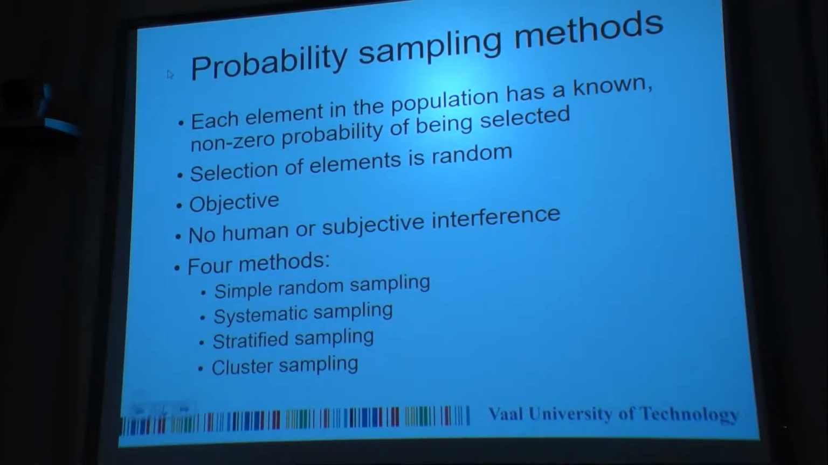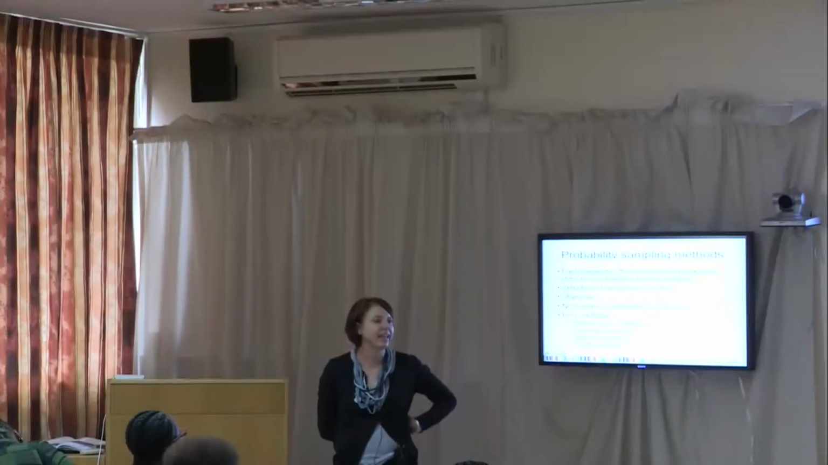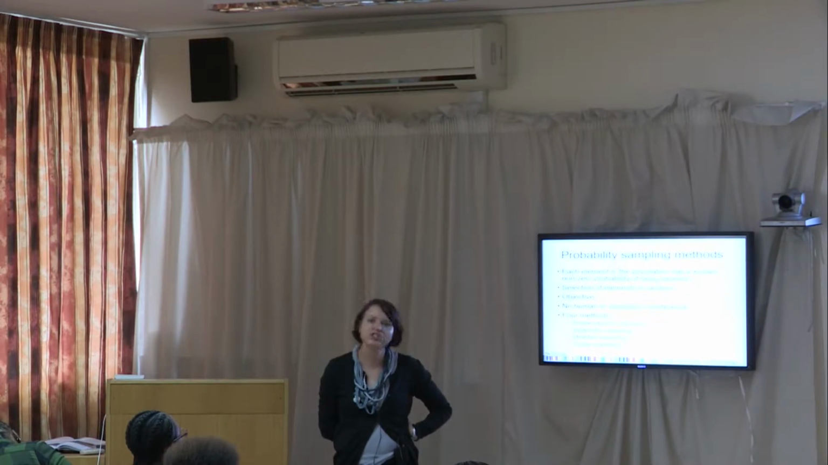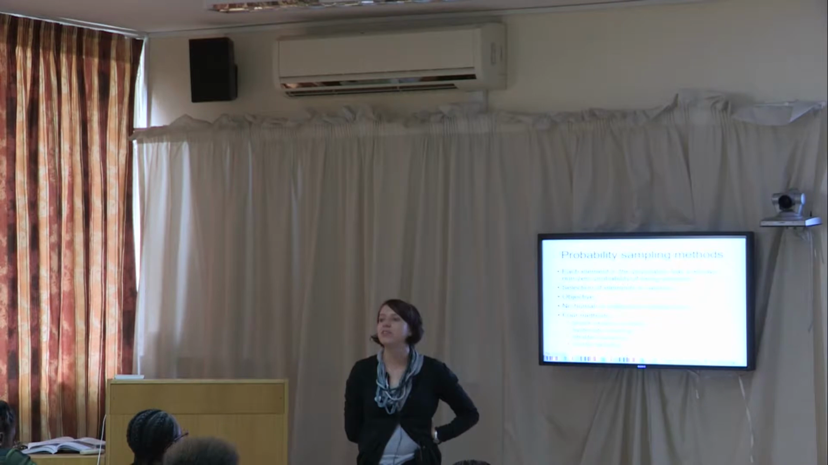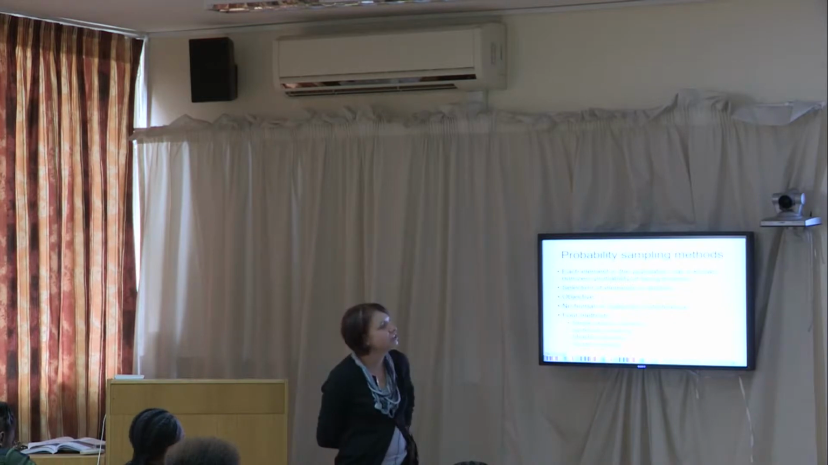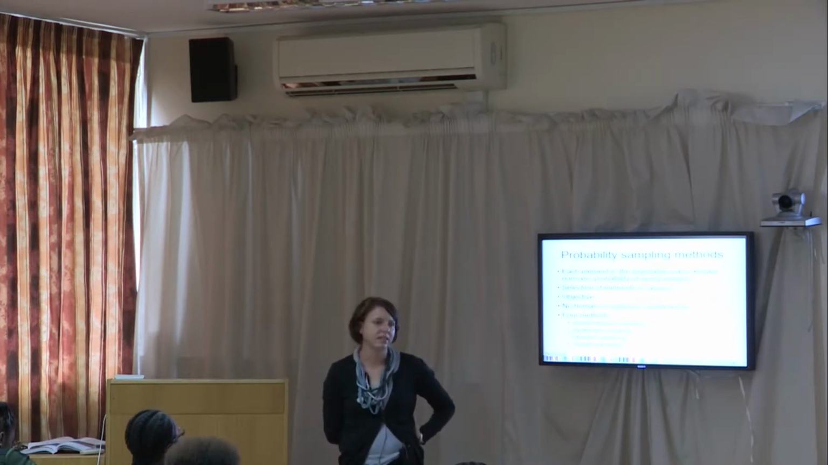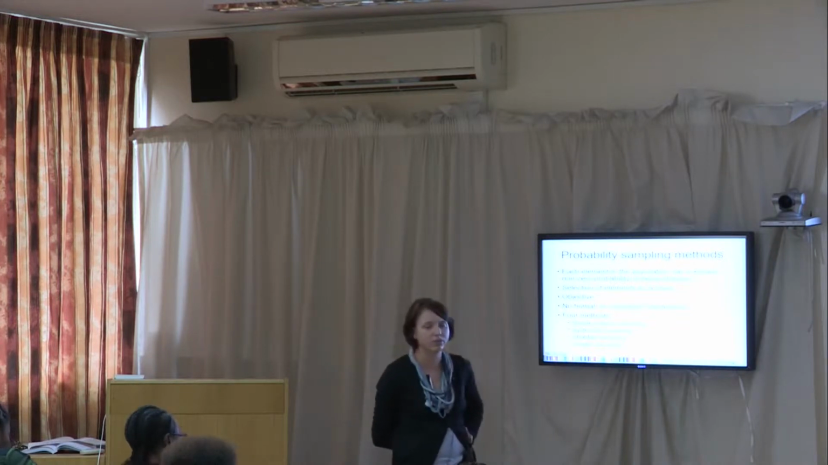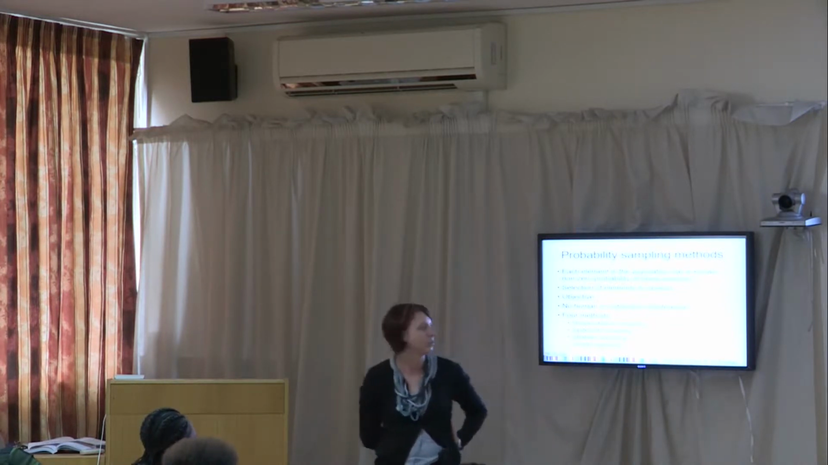Some characteristics of probability sampling method: each element in the population has the same probability to be selected as a respondent. So if I decide to do a survey on students at VUT, every student at VUT, when it comes to probability sampling, has a chance of being selected to be part of the sample. It's not to say that you are going to be selected, but you have the same chance as any other student. That is non-zero. Everybody has the same probability of being selected. So everybody has an equal chance of being part of the sample, and that is a characteristic of probability sampling.